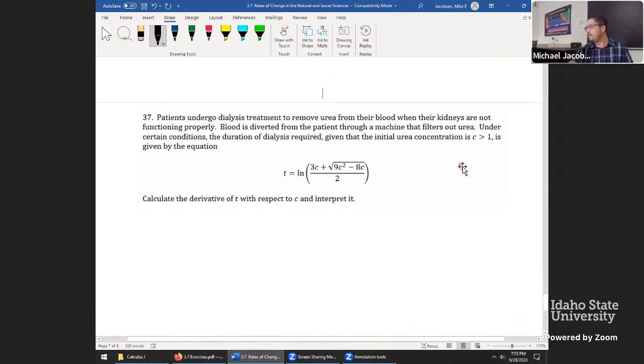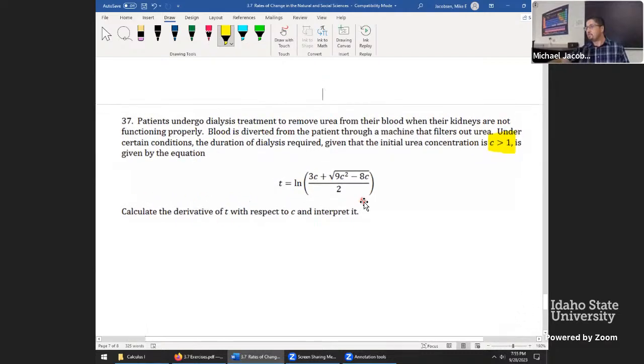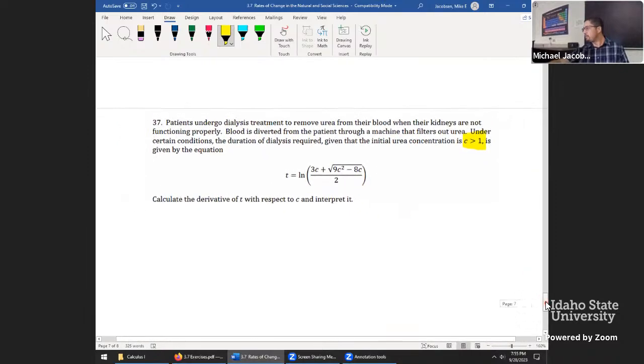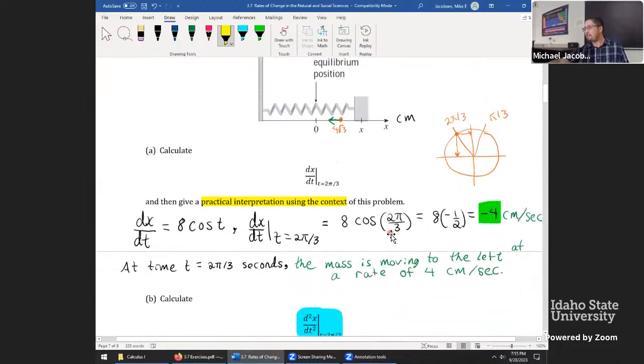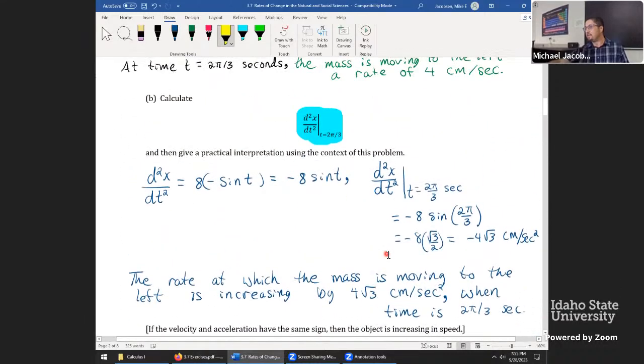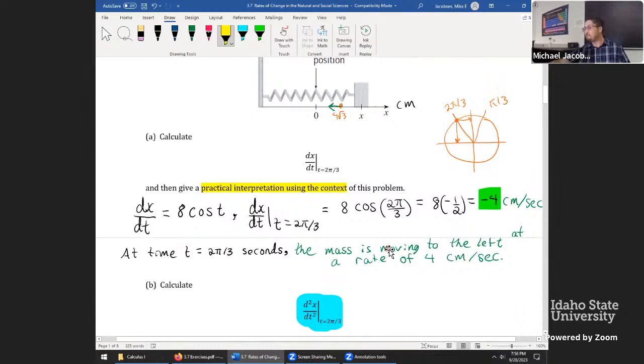Here, the urea concentration C is positive, but that's not necessarily a constant. It looks like that's what varies in this problem. C is the independent variable, and T will be the dependent variable on this one. We want to predict time based off how much urea C you have in your bloodstream. So that's the equation. We need to calculate the derivative and then interpret what its meaning is going to be. So when we give the interpretation of its meaning, it's not going to be like this one. Sorry, let me get to the right spot. The interpretation is not going to be like this.